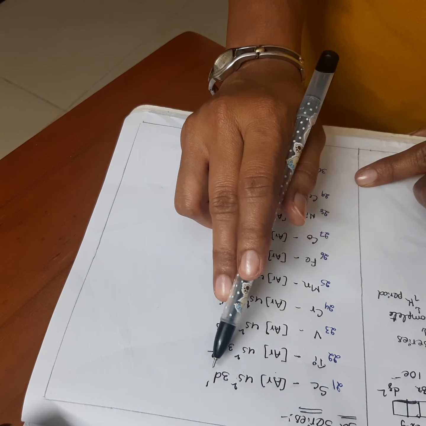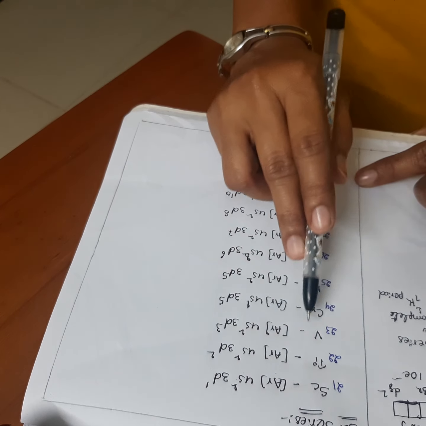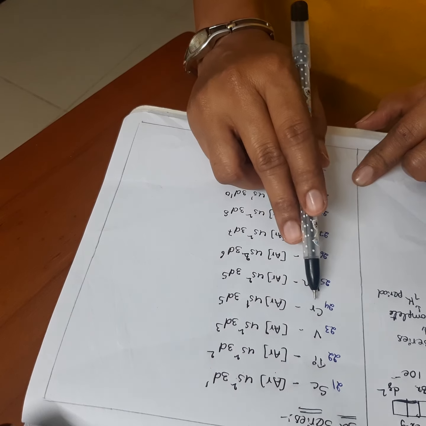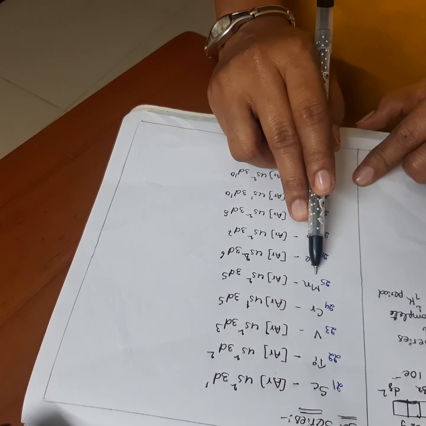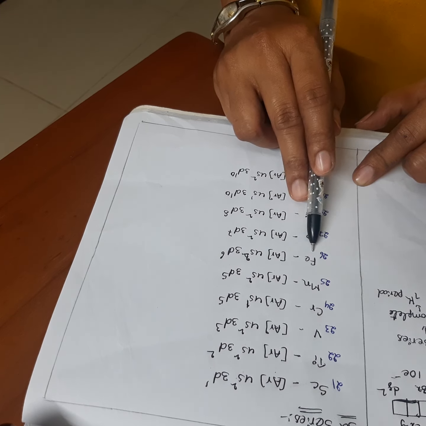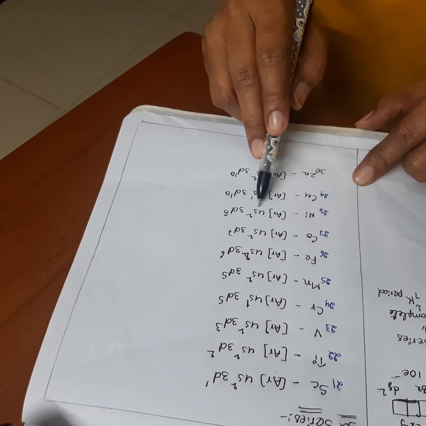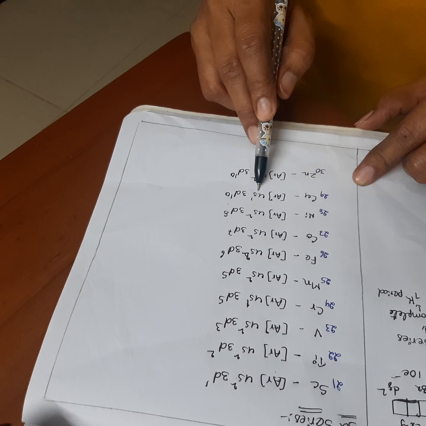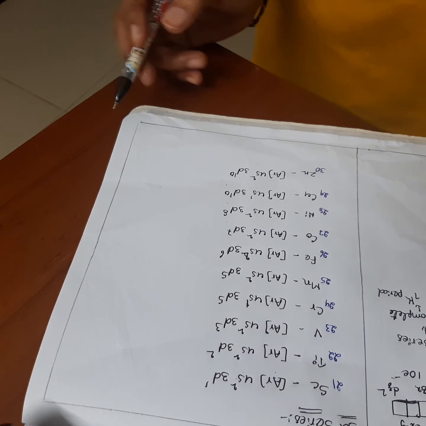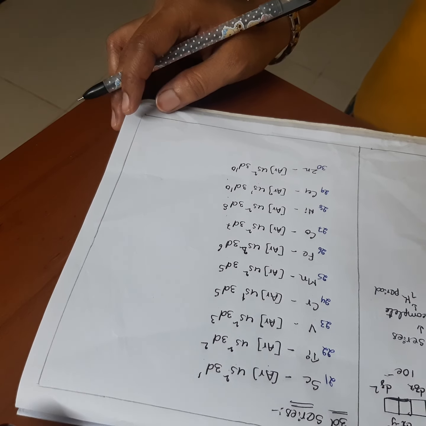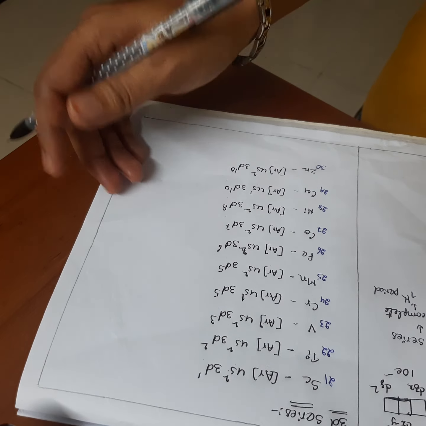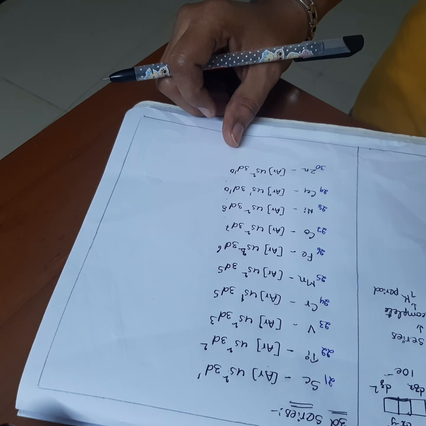So scandium 4s2 3d1, titanium 4s2 3d2, vanadium 4s2 3d3, chromium 4s1 3d5, manganese 4s2 3d5, iron 4s2 3d6, cobalt 4s2 3d7, nickel 4s2 3d8, copper 4s1 3d10 and zinc is also 4s2 3d10. So this is the writing of the electronic configuration of 3d series elements.